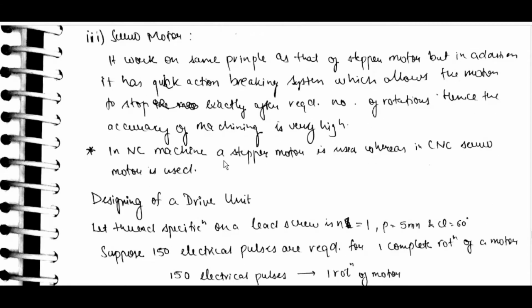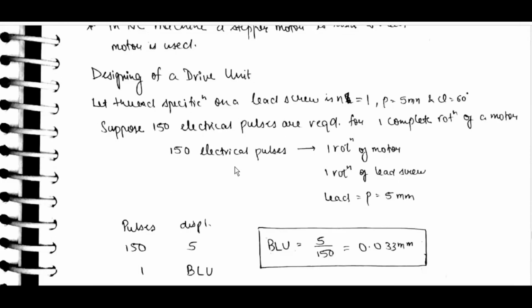Servo motor: it works on the same principle as that of a stepper motor, but in addition it has a quick action braking system which allows the motor to stop exactly after the required number of rotations. Hence, the accuracy of machining is very high. In an NC machine, a stepper motor is used, whereas in a CNC machine a servo motor is used.